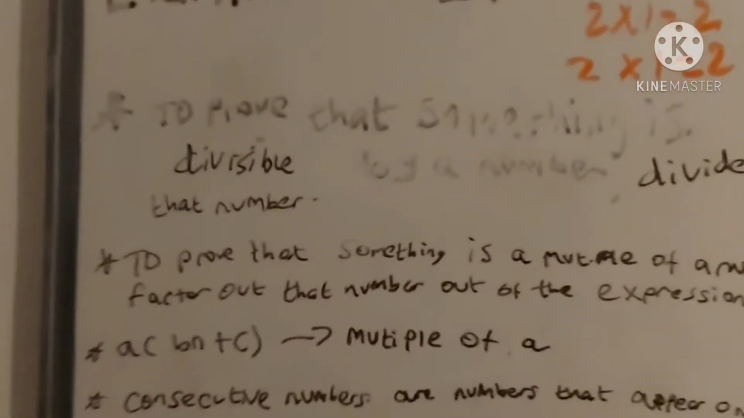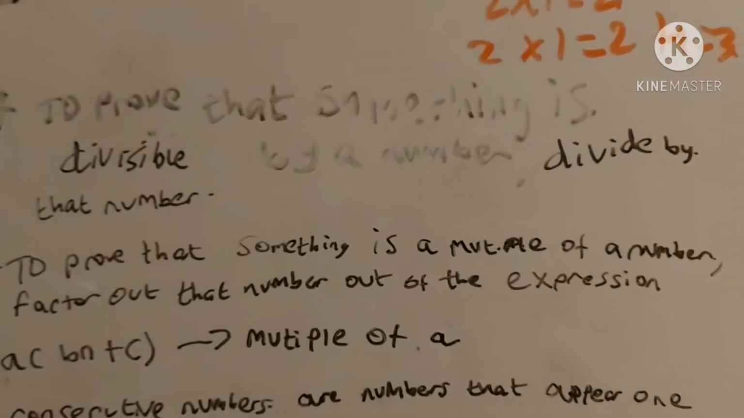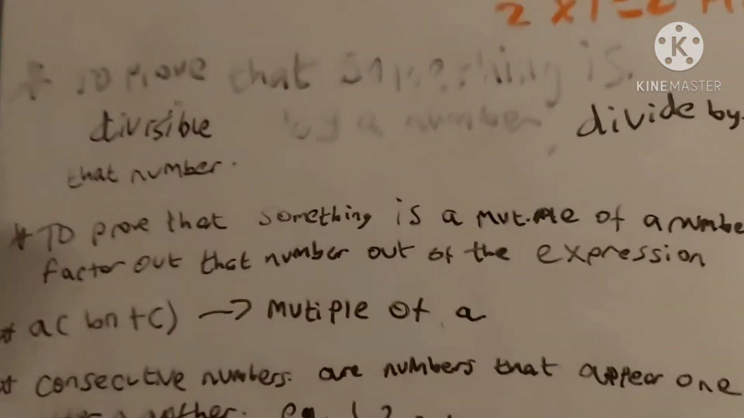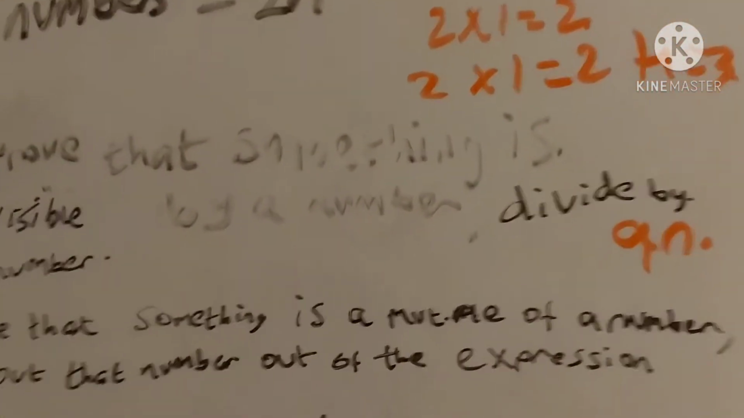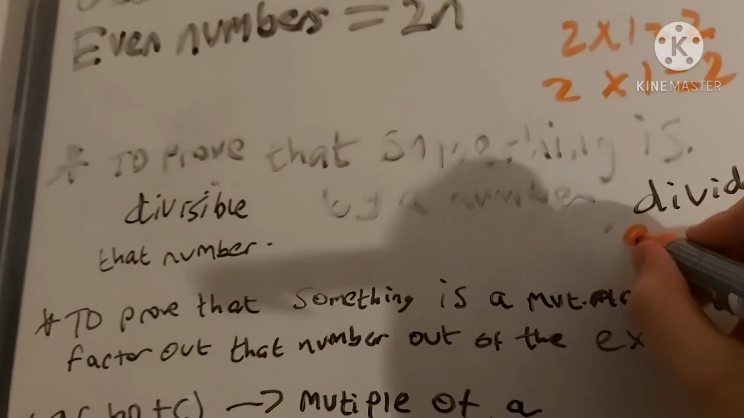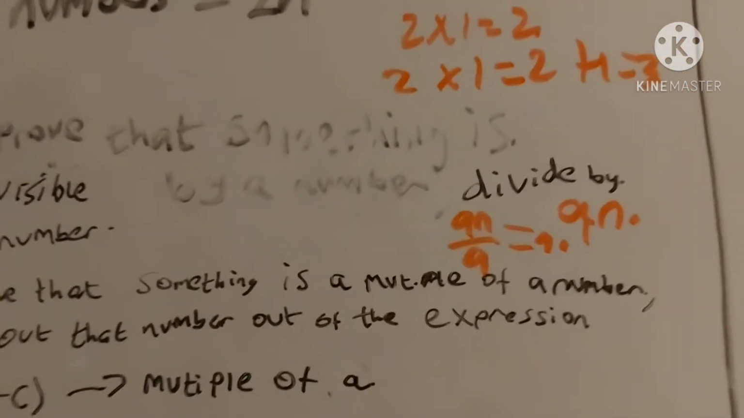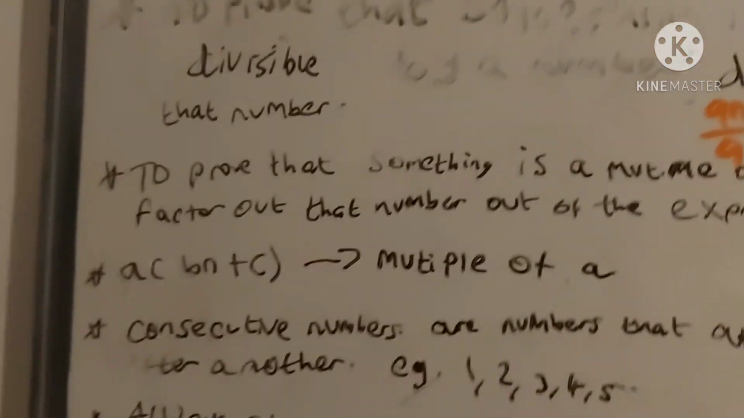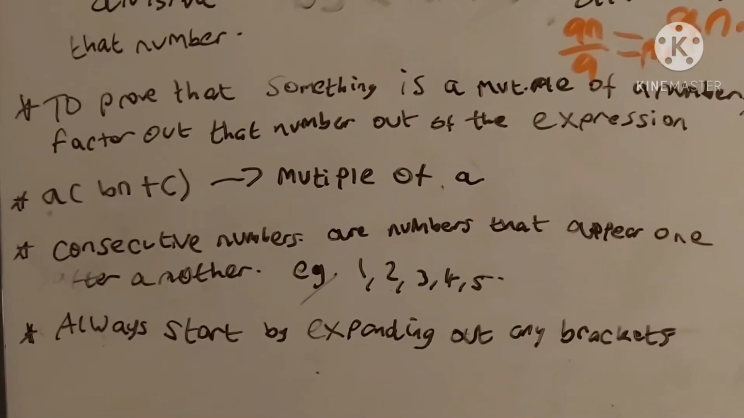Okay? So, to prove that something is divisible by a number, divide by that number. So if I have 9n, I want to prove that it's divisible by 9, I can say that 9n over 9 equals n. So it's divisible by 9. To prove that something is a multiple of a number, factor that number out of the expression, which we will get to in a moment for that question up there.